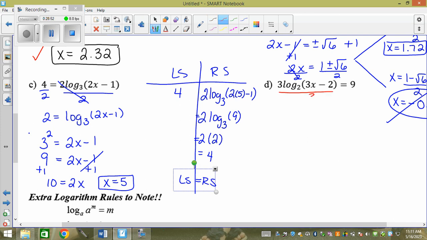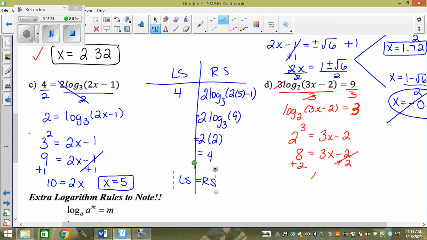Okay, this one, I'm going to divide the 3 over. I'm happy because I see the x is beside the log, so I know it's going to be easier to solve. I get log base 2 of 3x minus 2 equals 3. Yeah, that's a 3. And then I get 2 to the power of 3 equals 3x minus 2. 2 to the power of 3 is 8. 3x minus 2, I add 2. 10 equals 3x. Divide by 3.